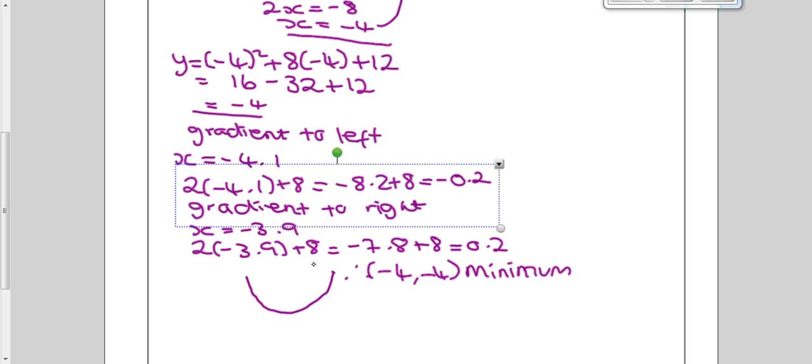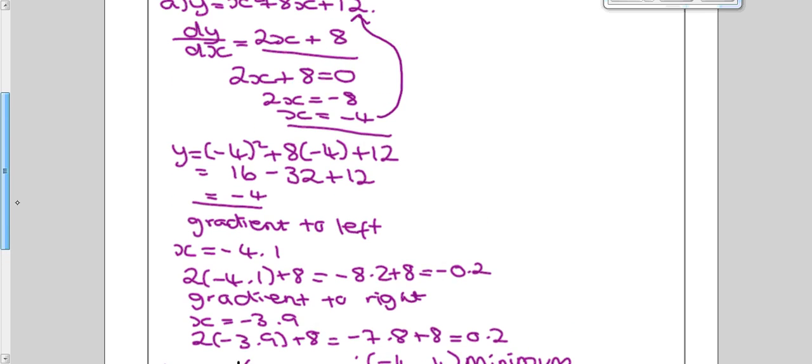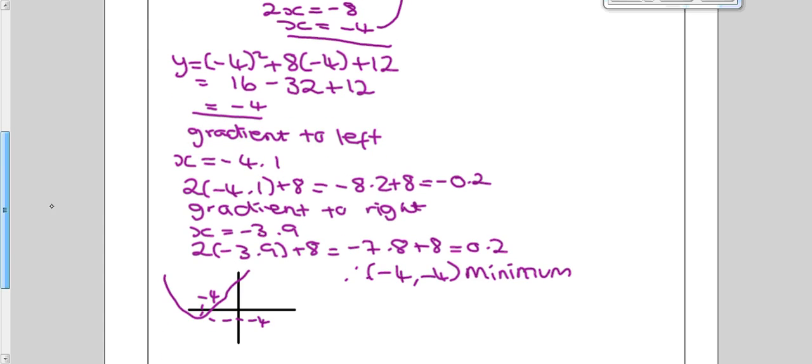And we could draw this on a graph if you like. So at the point minus 4, we would have a minimum, and it's just a very rough sketch. So we have found that the equation x squared plus 8x plus 12 has one stationary point, which is a minimum, at minus 4, minus 4.